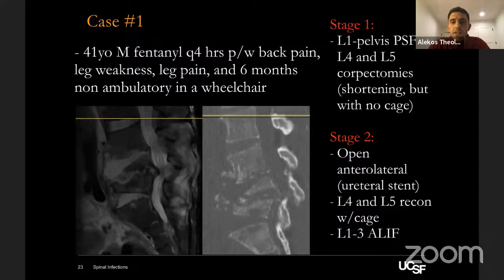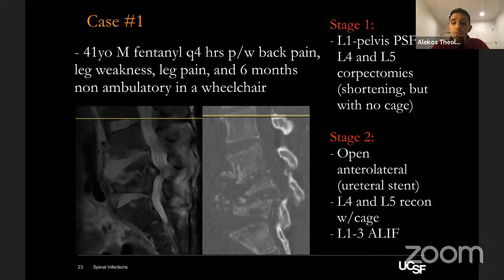We did a debridement of L4 as well as L5. We took down that retropulsed fragment of the L4-5 disc. We then were able to shorten him to correct that kyphosis in the lumbar spine. It was one of our major goals of this operation.